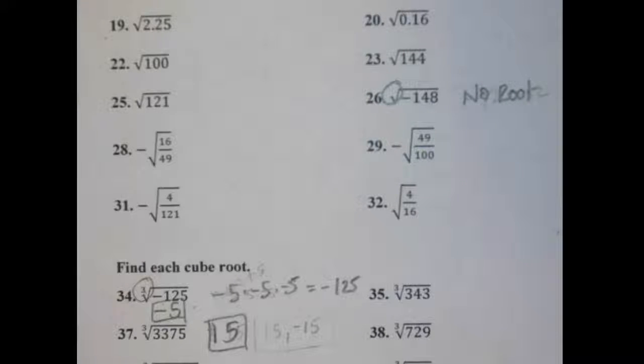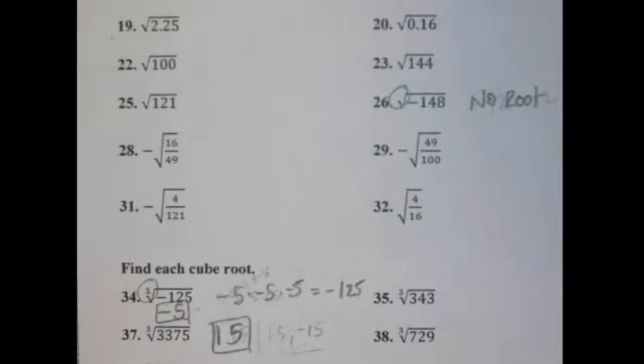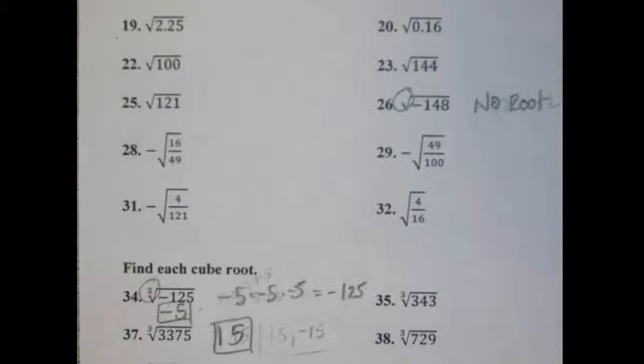You have to understand the negative rules when you're multiplying. Negative times negative is positive. Negative times positive is negative. So let's say it's a fifth root. Can I have a negative number here? Yes, because it's an odd number root. If it was a fourth root, could I have a negative number in here? No, because it's even number.